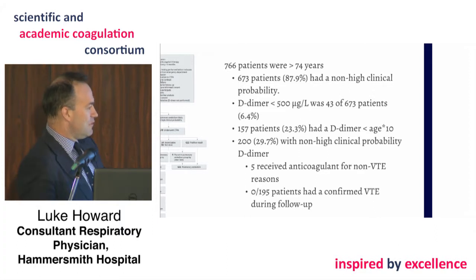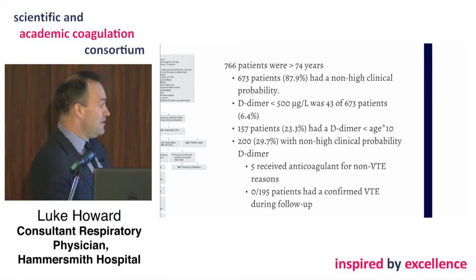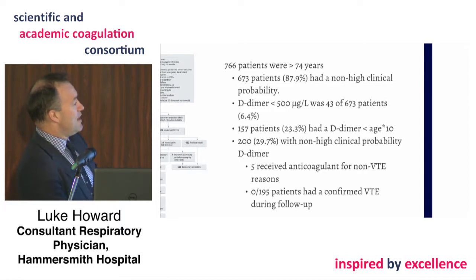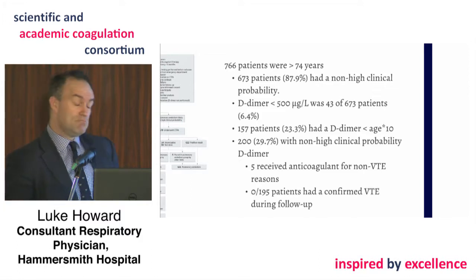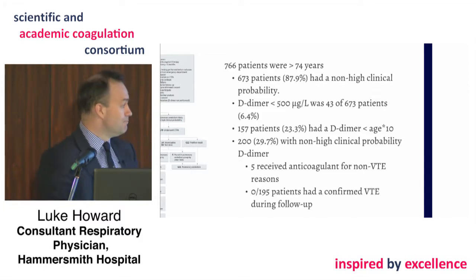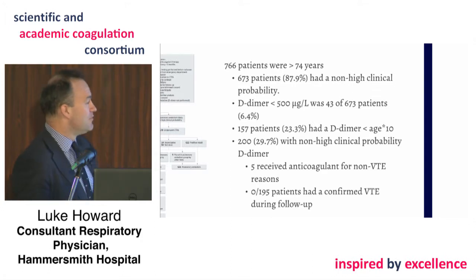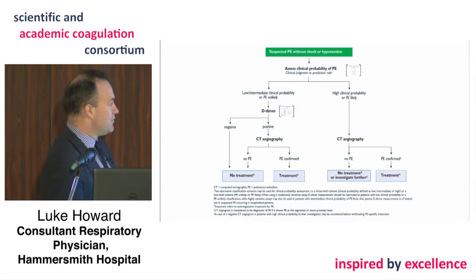5 of these received anticoagulation, but out of the other 195, none of them went on to have confirmed VTE during follow-up. So suggesting that in patients over the age of 74, you might be able to save a quarter of them from having scans. So I think that is a challenge. How do we take this forward in terms of adoption? So that's the diagnostic pathway. I'm not going to go into any more detail now, actually, no, there was one thing.